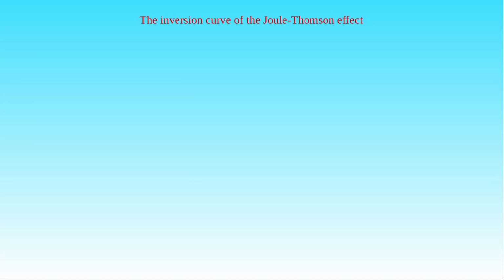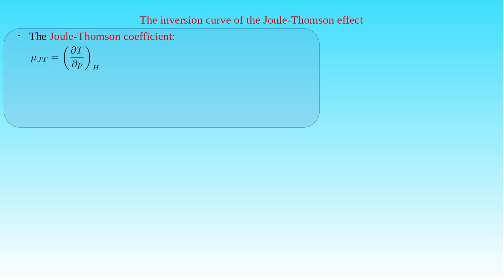In order to study the phenomenon of inversion, we consider the Joule-Thomson coefficient defined by the partial derivative of the temperature T of the expanding gas with respect to its pressure P at a constant enthalpy H, which was also written as the volume V of the gas over its heat capacity Cp at constant pressure, times the temperature T of the gas times its thermal expansion coefficient alpha minus 1.